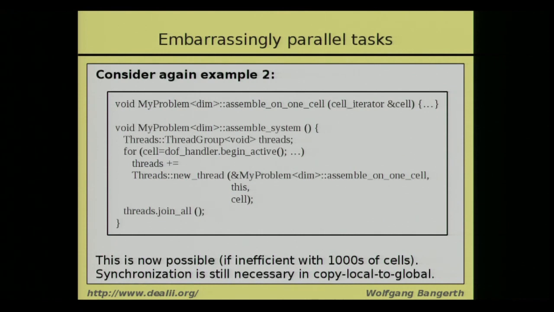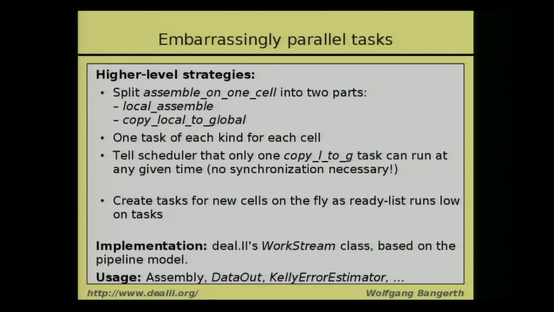The problem, of course, is that I still need to synchronize the copy local to global operation. And one way to achieve this would be through something that we call the workstream class. So in deal.II, there's a class that is called workstream. The way it works is essentially like this, that we split this assemble on one cell into 2 parts, namely the computation of the local matrix and the copying of the local matrix into the global one. I'm going to create one task for each one of these 2 kinds. For every one of these, let's say 100,000 cells, so I get 200,000 tasks.